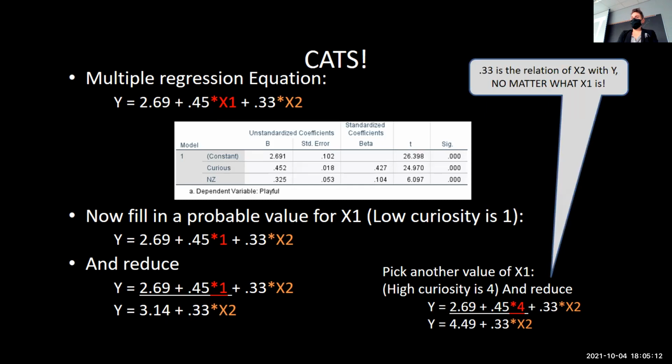So it won't matter, look at this, 0.33 here is the weight that you would use to multiply by x2, its relation with y, no matter what you plug in here. If it's 4, if it's 1, if it's 7, it doesn't matter. This term is going to reduce down, but these are going to stay. It doesn't change.